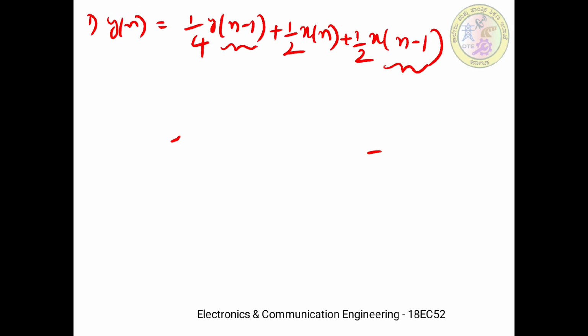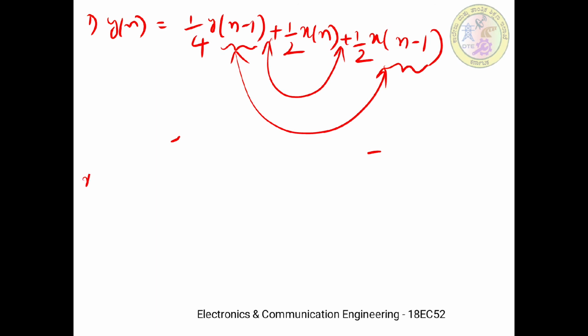So now there are adders also, because 1 by 4 into y of n minus 1 is added with 1 by 2 x of n, and that sum is again added with 1 by 2 times x of n minus 1. Therefore the system requires two adders as well as two delay elements. So the block diagram in this case would be like this.